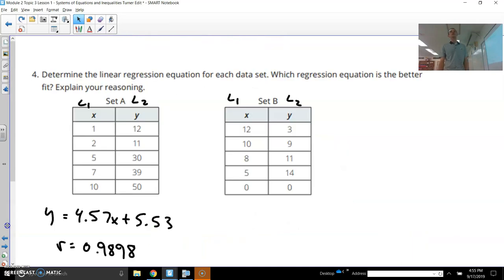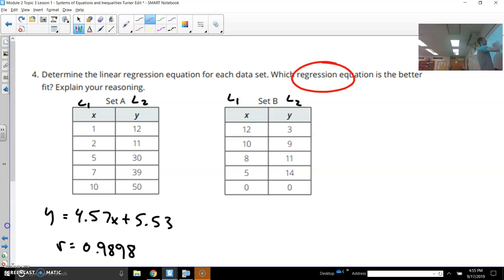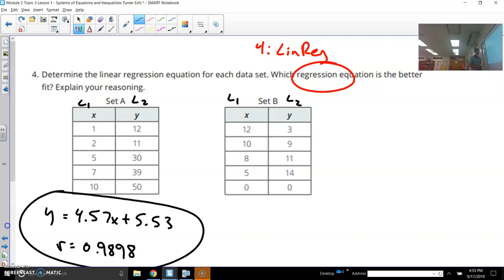Determine the linear equation. So they want us to write a regression. Regression means we need to go into a calculator that has regression and run some type of linear regression model. And so I went ahead and put in list 1 and list 2, 1, 2, 5, 7, 10, 12, 11, 30, 39, and 50. And I went ahead and got the equation from the calculator. So I think for the second one, I'll just model that process.